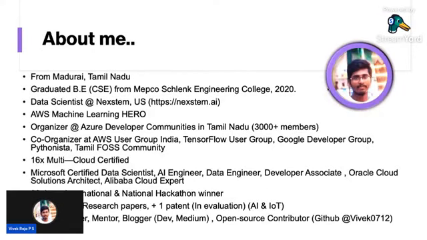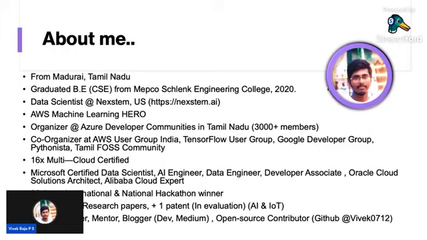So about me, I'm Vivek Raja and I'm from Madurai, Tamil Nadu. I graduated from Mepco Schlenk Engineering College in 2020, and I started working as a data scientist in a startup called NexStem. I'm an AWS Machine Learning Hero, which is part of the Heroes program from Amazon Web Services, recognized in each domain.